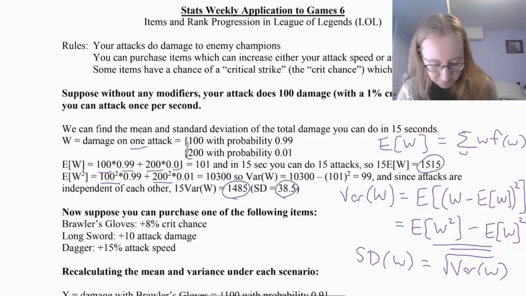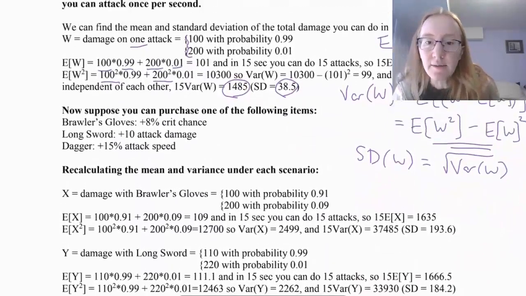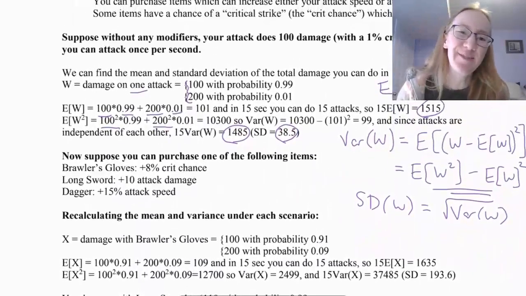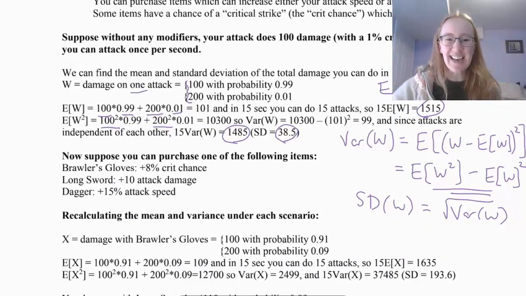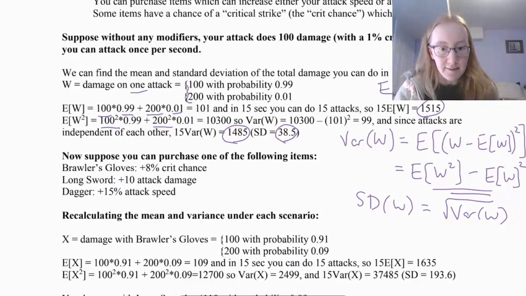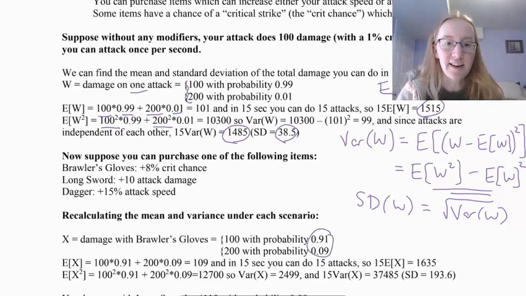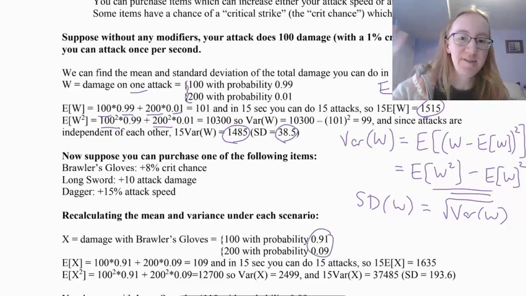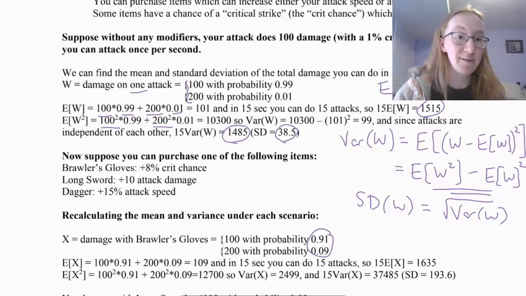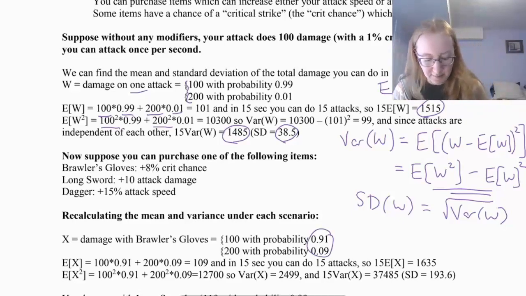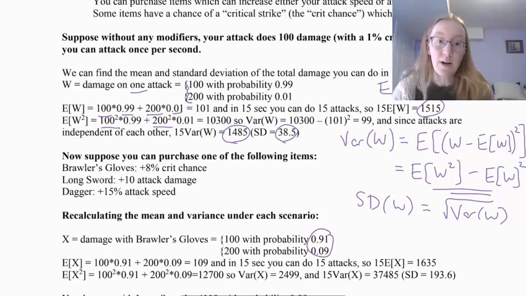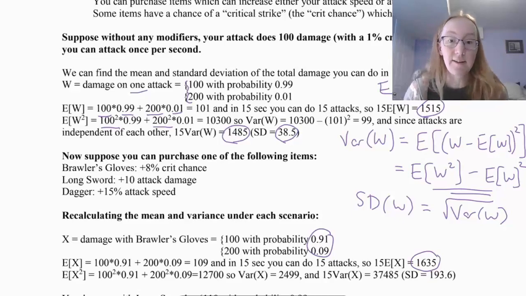It might be interesting. So let's see. We'll just do one at a time. A lot of this is fairly repetitive, so I'm not going to go through everything exactly. With the Brawler's Gloves, the values are the same, 100 and 200, but what's changed is our crit chance here. We have 91% to equal 100 and 9% to equal 200. So when we calculate the expected value, it's going to be quite a bit higher because we have a higher chance of doing that double attack, and then we end up with an expected value of 1635.